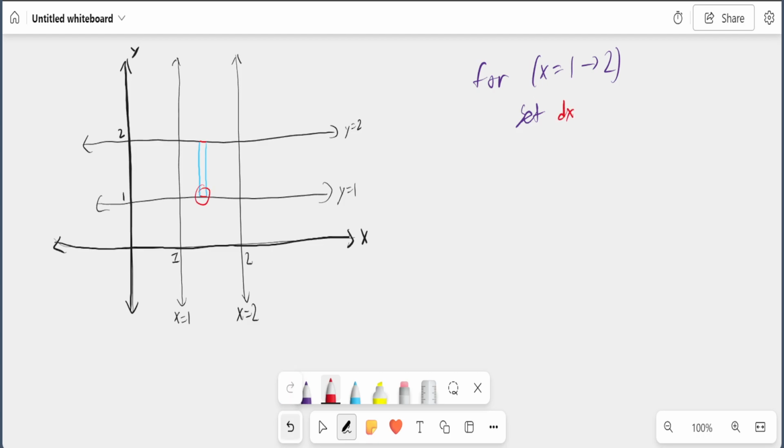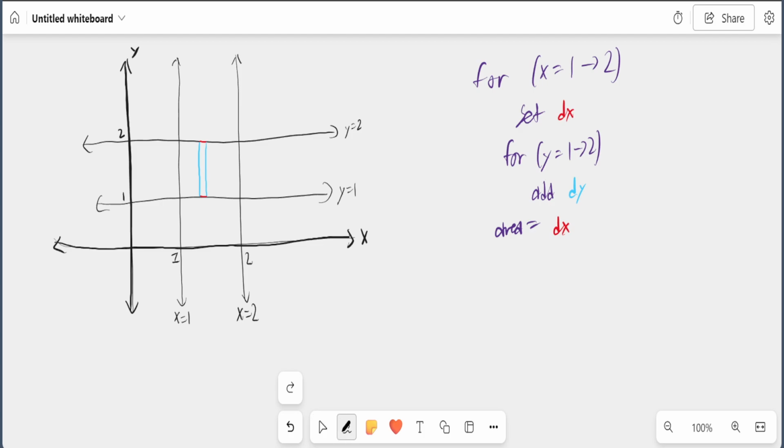Right? And so this is that red thing over here. This will be dx. And what this does is it'll go across a rectangle this way from x equals 1 to x equals 2, setting a dx. And so once we set that dx, for y equals 1 to 2, we want to add dy's. And then once we add up our dy's, we want to do our, my bad, dx times.